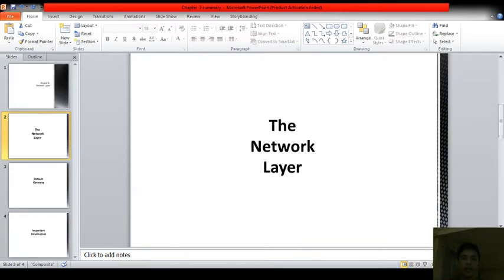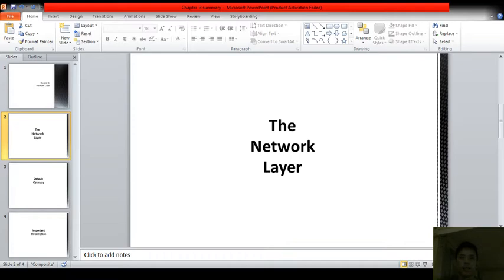In encapsulation, the network layer encapsulates the protocol data unit, or PDU, from the transport layer into a packet. Then the encapsulation process adds IP header information, such as the IP addresses of the source and the destination host, or the receiving host. So that's how encapsulation happens.